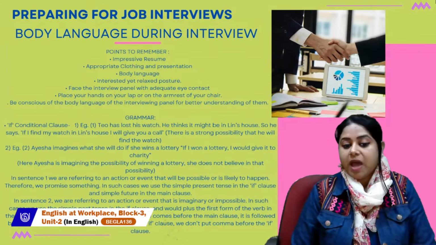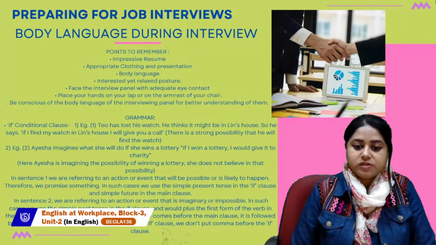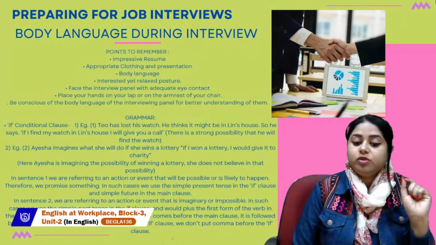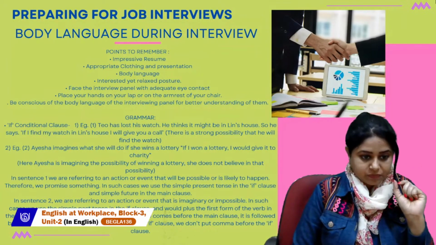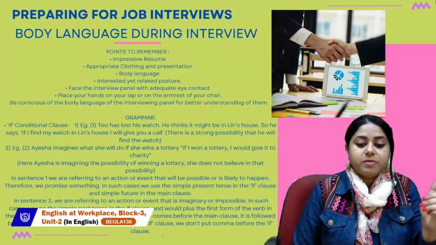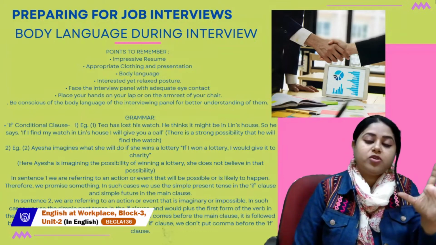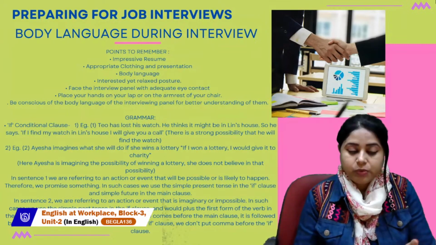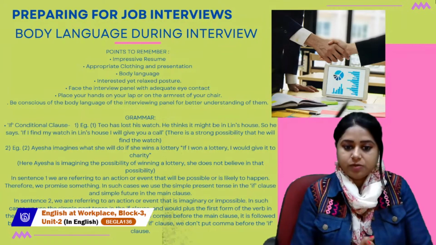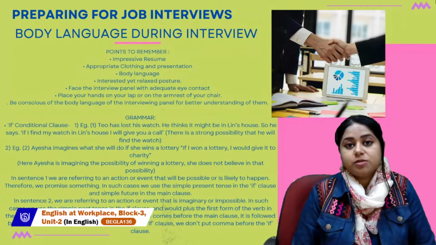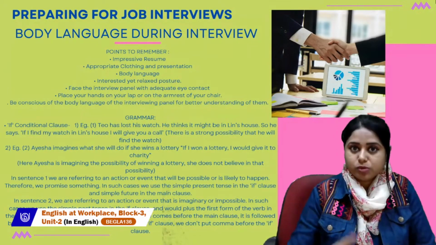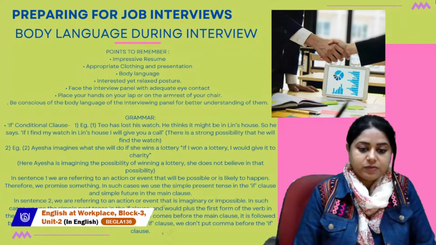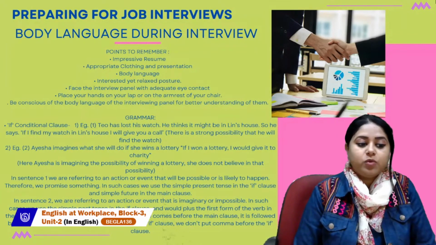Here we are referring to an action or event that is imaginary or impossible. In such cases, we use the simple past tense in the if clause and would plus the first form of the verb in the main clause. Okay. So what is happening? It is something which is imaginary or impossible. So winning a lottery, chances of finding the watch in Lynn's house has a higher possibility for Theo than that of Aisha winning a lottery. So it is sort of imaginary and maybe impossible as well, because possible but not highly probable. Okay, so in such cases we use the simple past tense in the if clause and would plus the first form of the verb in the main clause.